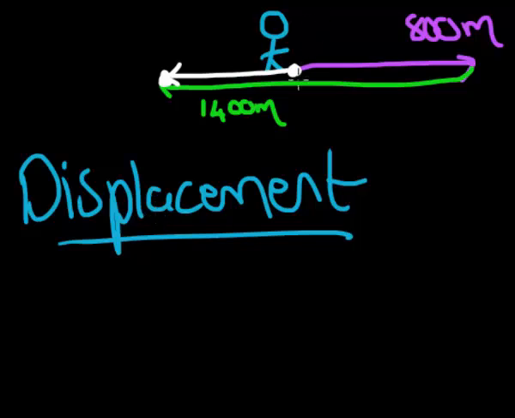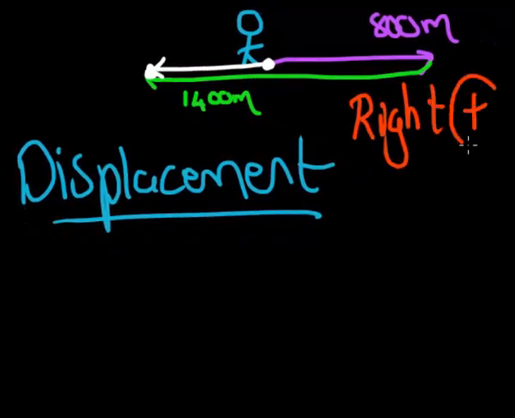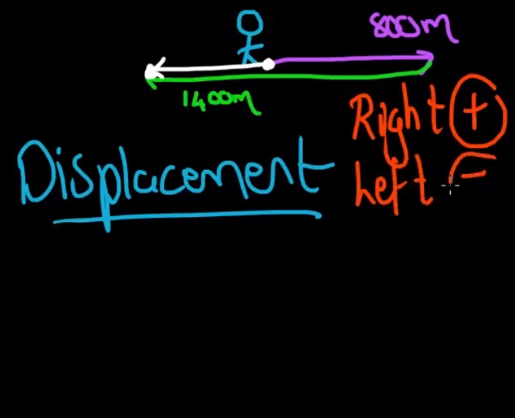So when you're going to add up your displacement values, which are vector quantities, we are going to make use of positive and negative signs for our direction. So if I see John moving towards the right-hand side, I'm going to see that as a positive value. And when he moves in the opposite direction, it will be a negative value.